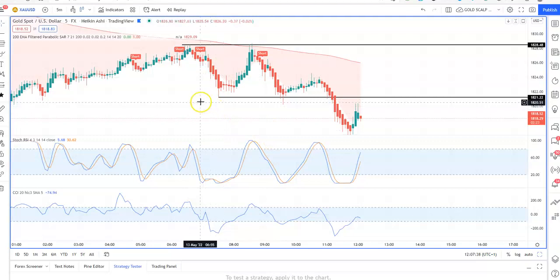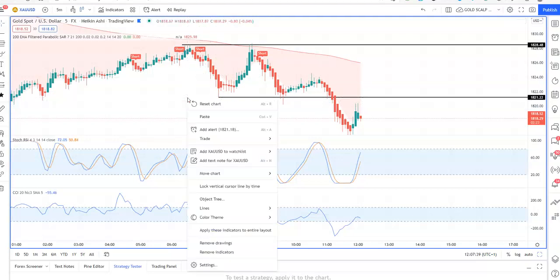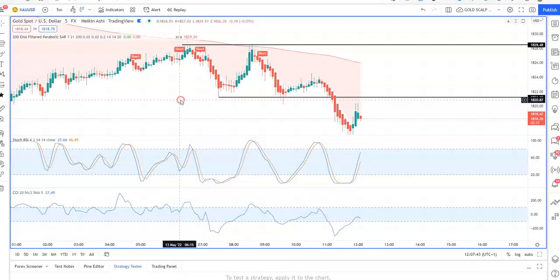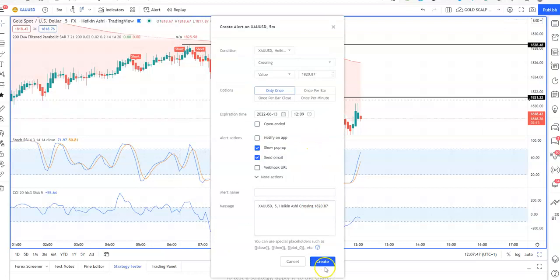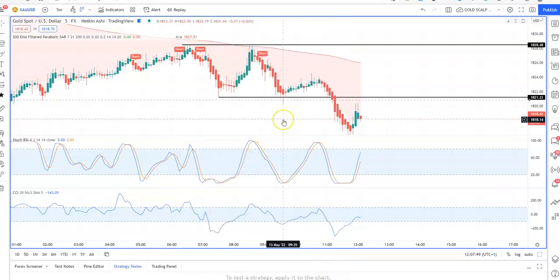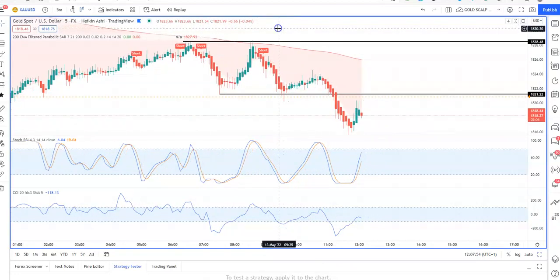In the same interest, I'm going to put an alert on here. So you just go left click, sorry, what was it? A right click, add alert. So it's going to add an alert there. And I will get an email and a pop-up and a sound will occur wherever I am. So that's an area of interest.